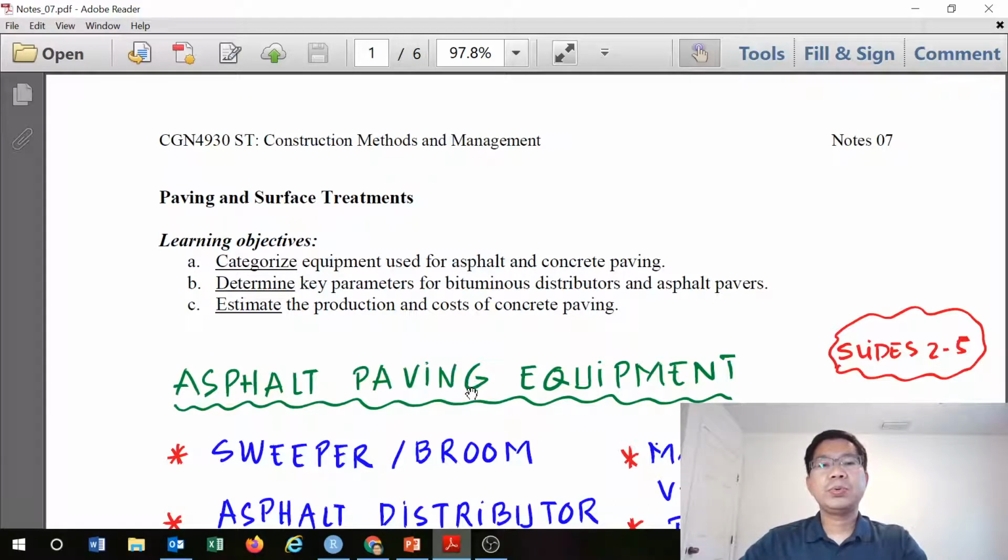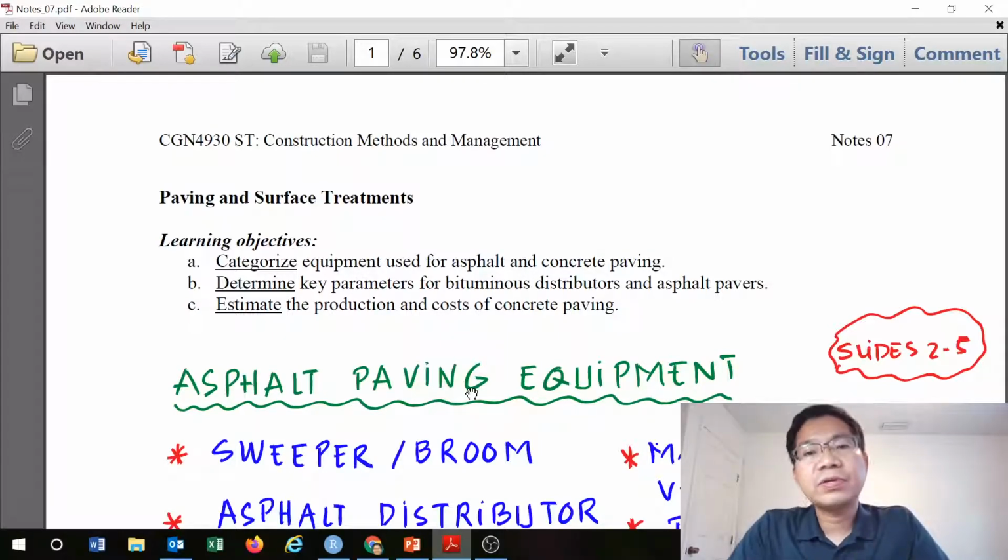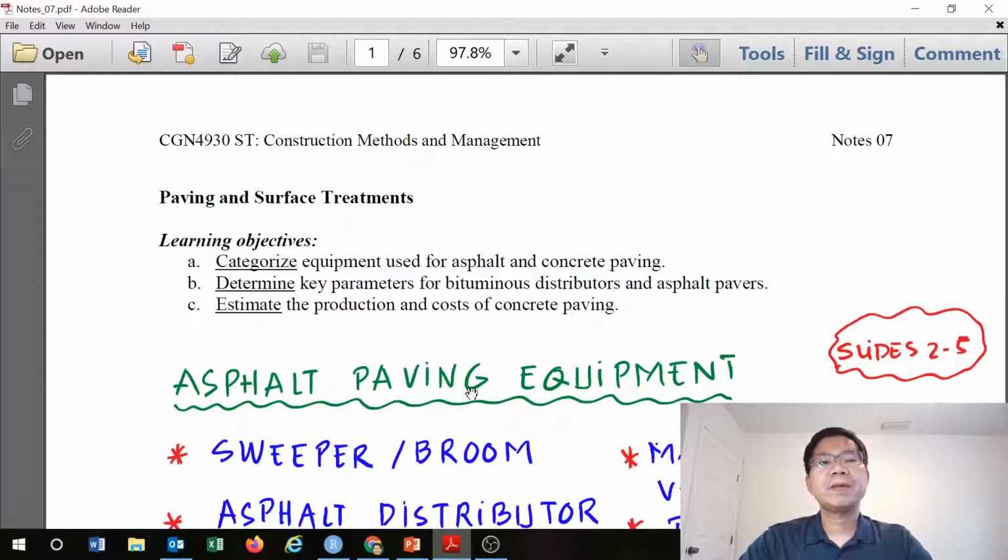This lesson, we will discuss the paving and surface treatments for asphalt and concrete, and we will cover chapters 7 and 8 in the textbook. And we have three learning objectives. The first one, we categorize equipment used for asphalt and concrete paving. We determine the key parameters for bituminous distributors and asphalt pavers. And finally, we estimate the production and cost of concrete paving.